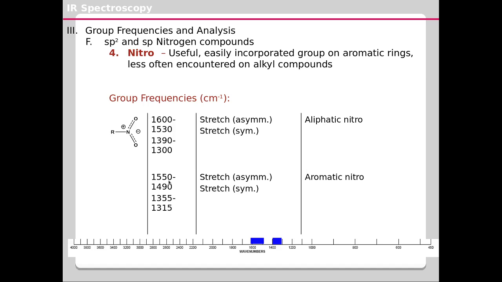So you can see both the symmetric and asymmetric stretching vibration frequencies for aromatic nitro compounds are lower than those of aliphatic nitro compounds, and if you think about it, you can find the answer very easily as to why this happens.